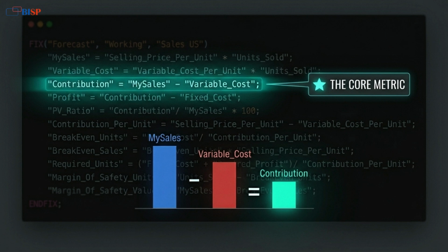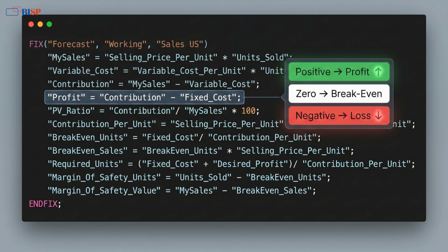Line 3, contribution. Sales minus variable cost. This is the amount available to cover fixed cost and generate profit. This is the core of marginal costing. Line 4, profit. Contribution minus fixed cost.